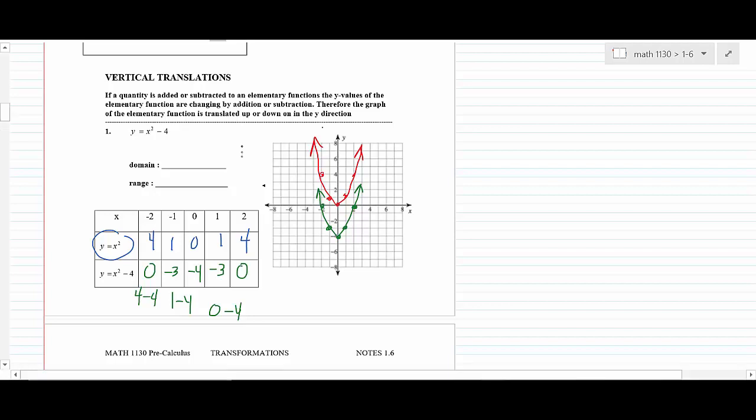What would be the domain of the green graph up here? It's everything, all real numbers. You can square any number. What would be the range this time? The lowest is -4, right? The lowest y is -4, and then they get bigger. So how are you going to write that? -4 bracket, and then infinity, like that. That's how that goes. All right, everybody with me there? Okay, so that's what happens.